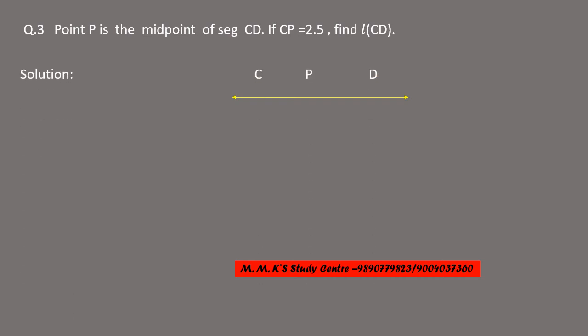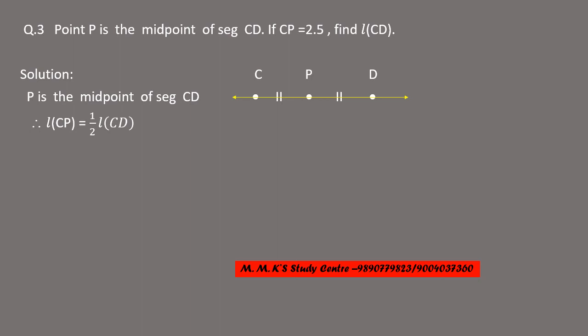So solution here, C and D are the 2 points which have the segment. So CD is a segment and P, which is a middle point of CD, divides the CD into 2 equal parts. So in solution we have to write and we have to show with the figure also. So point P is the midpoint of seg CD. So CP is nothing but the half of CD, children.